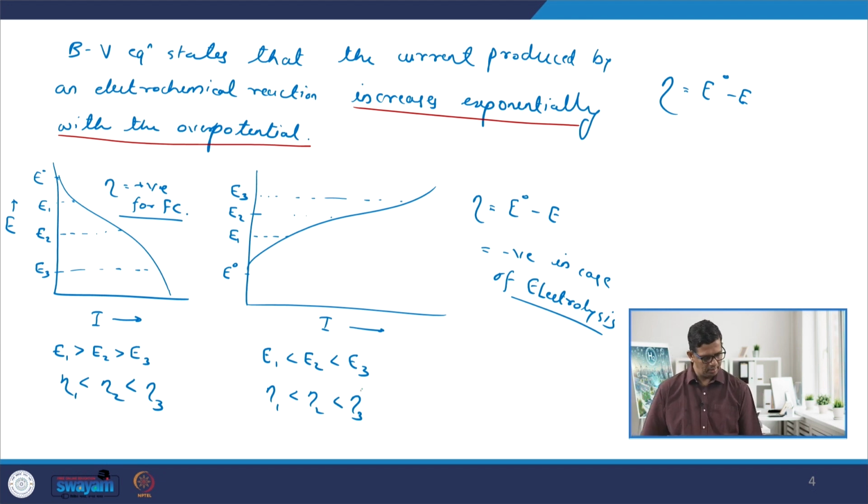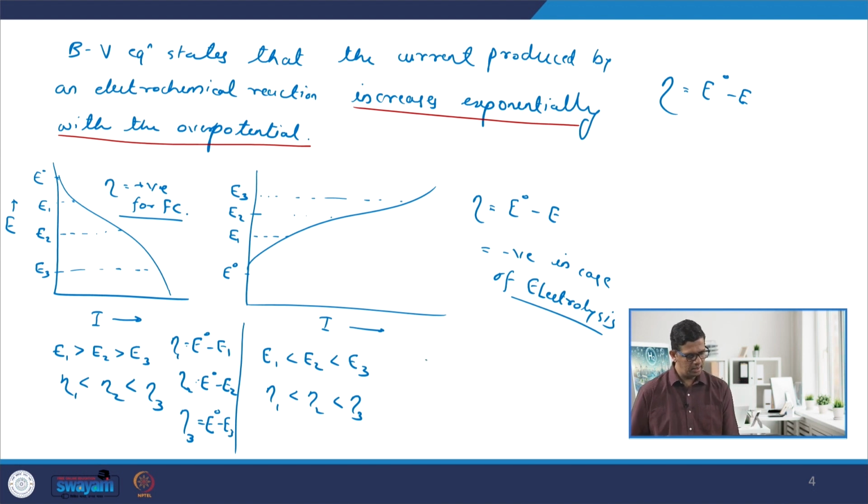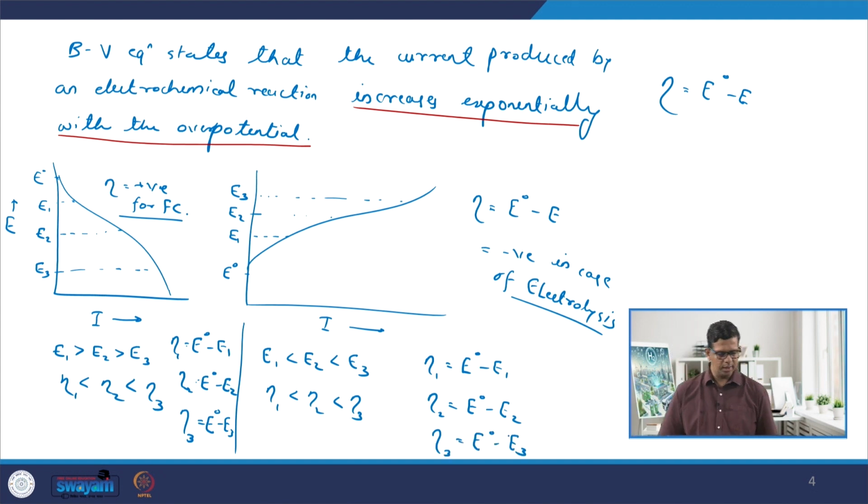So, specifically for fuel cell, eta 1 is E naught minus E1, eta 2 is E naught minus E2, and eta 3 is E naught minus E3. Here in case of electrolysis, it is the same: eta 1 is E naught minus E1, eta 2 is E naught minus E2, and eta 3 is E naught minus E3. So as we can see, E3 is the farthest operating point compared to E naught. So eta 3 is larger than the other two cases.